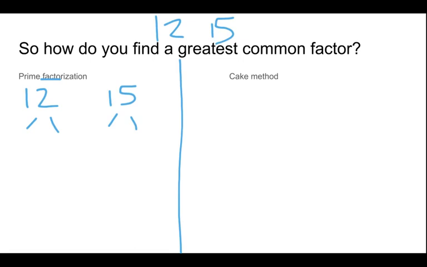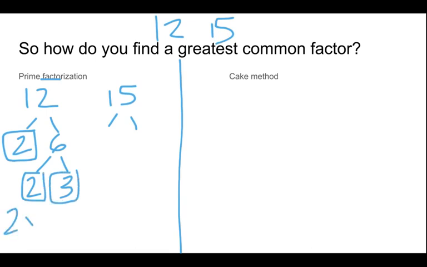So 12. You think, what can I multiply together to get 12? You have 2 different options here. You can put 2 and 6 or 3 and 4. It really doesn't matter. That's kind of a preference thing. I'm going to put 2 and 6. 2 is prime because our goal is to get down to prime numbers. And then I have to break 6 down because that's not prime, and that breaks down into 2 and 3, both of which are prime. So my prime factorization would be 2 times 2 times 3.